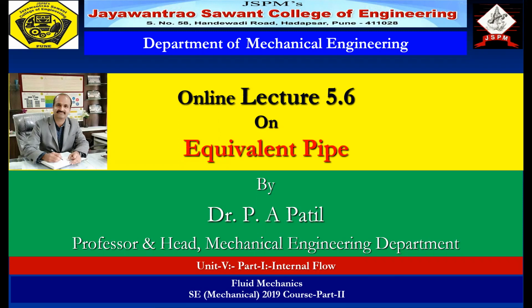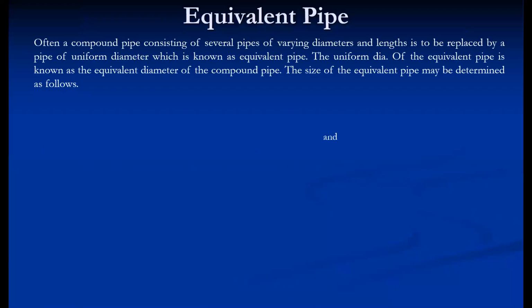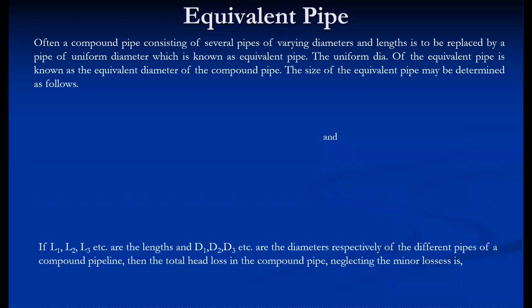So how to determine the size of the equivalent pipeline, which gives the same amount of discharge and same frictional losses as there in the compound pipeline. So we can easily replace the compound pipeline with a single pipe, called the equivalent pipe, and analyze the flow. Often the compound pipe consisting of several pipes of varying diameter and length is to be replaced by a pipe of uniform diameter. That pipe is called the equivalent pipe. The uniform diameter of the equivalent pipe is known as the equivalent diameter of the compound pipeline. And the size of the equivalent pipe may be determined as follows.